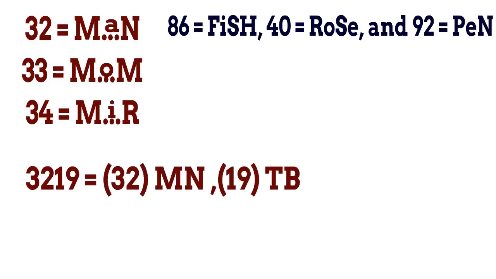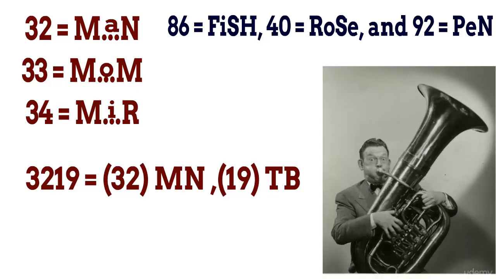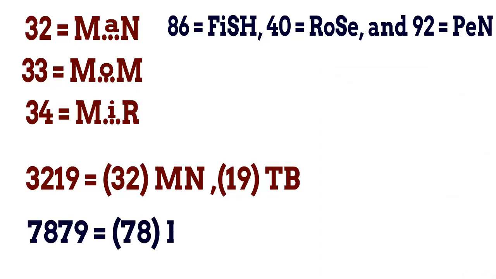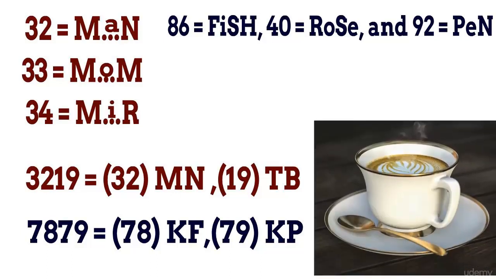You might visualize 3,219 as a man, 32, playing a tuba, 19, or maybe a person from Manitoba. Likewise, 7,879 would translate to KFKP, which might turn into a single image of a coffee cup or two images of a cough and a cup.